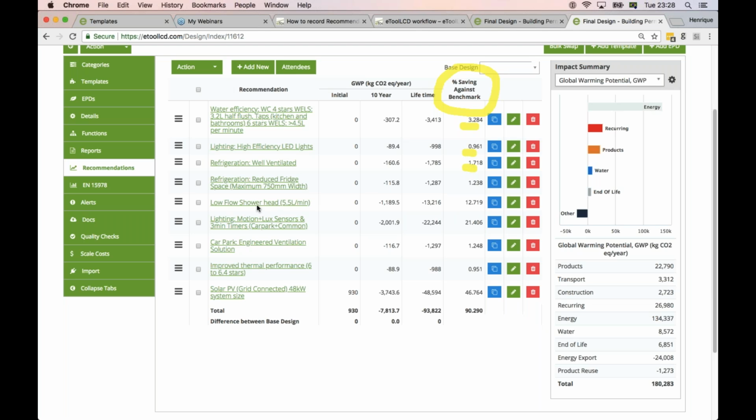We have low flow shower head, which will give you energy savings, but also water savings. So quite a significant savings. Lighting controls for your car park and common areas, both lux sensors and motion sensors, timers. So it's quite significant savings here as well. And then the solar PV towards the end. So this list gives you a lot of tangibility.